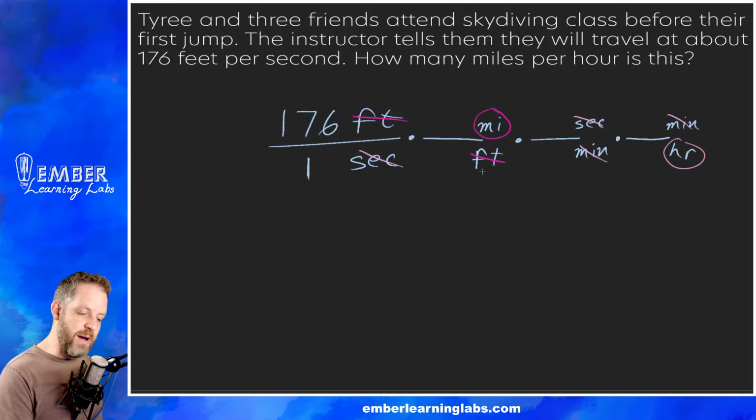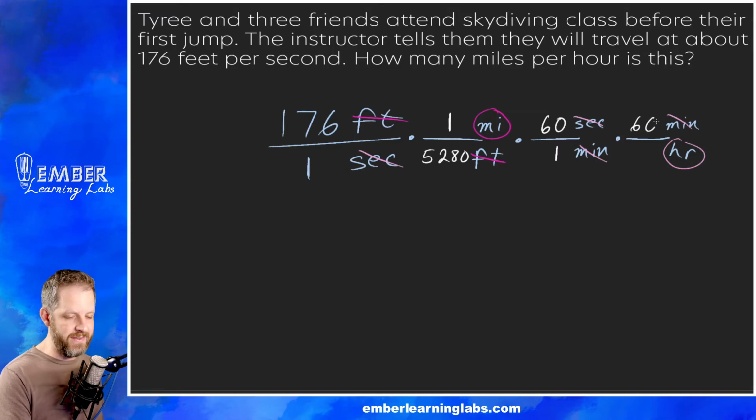So now that we've got it all laid out, we're going to go back and fill in our numbers. So how many feet are in a mile? Well, there are 5,280 feet in 1 mile. There are 60 seconds in 1 minute. And there are 60 minutes in 1 hour. So now we're going to multiply on the top and we're going to divide on the bottom.